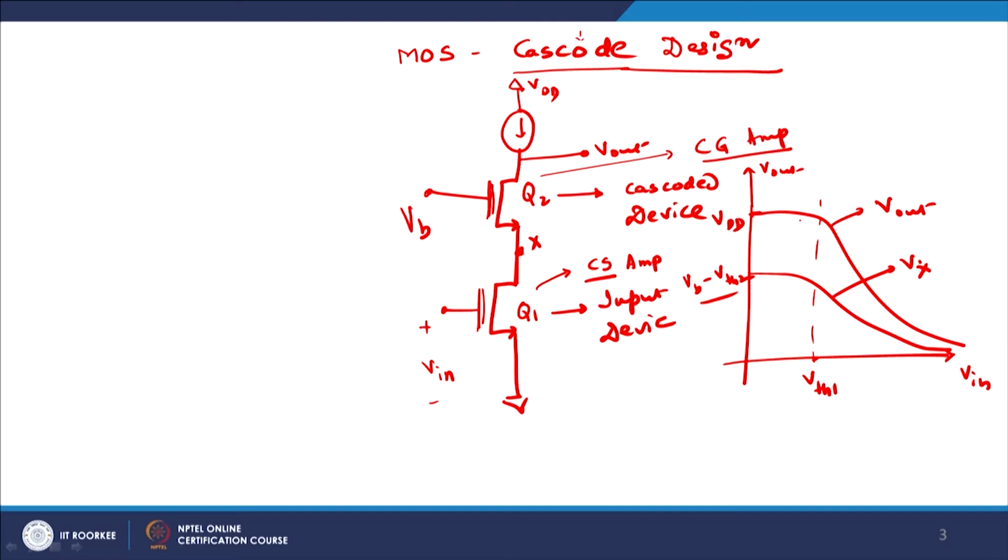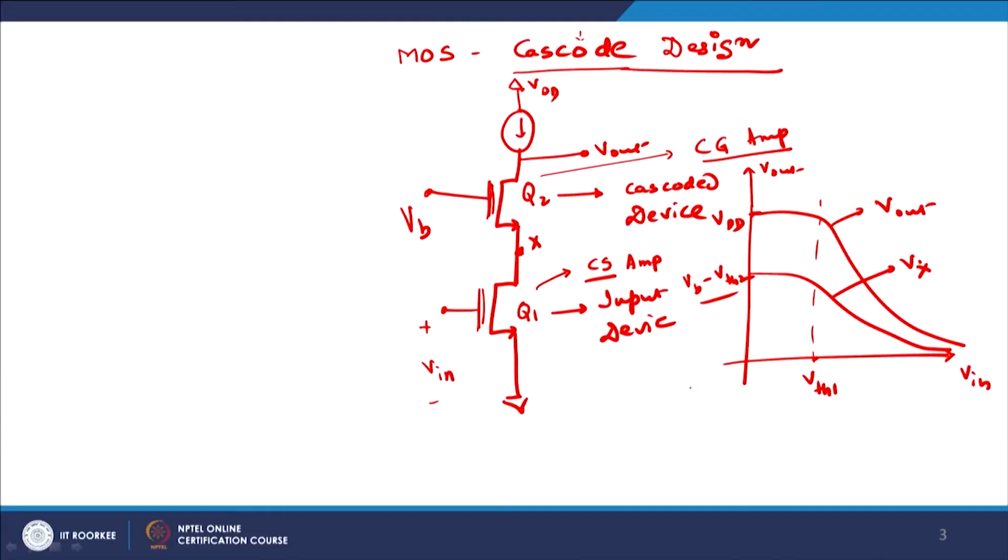So, let us look at V out first. When V in is very low, as I discussed with you, you can safely assume that Q1 will be cut off, and therefore, whatever be the case, V out will be latched to VDD, because you do not have any current flowing through the system. As you start to increase your V in, you draw current from Q1, because this is the threshold voltage of the device. Till VTH1, the output will be latched to VB minus VTH2.